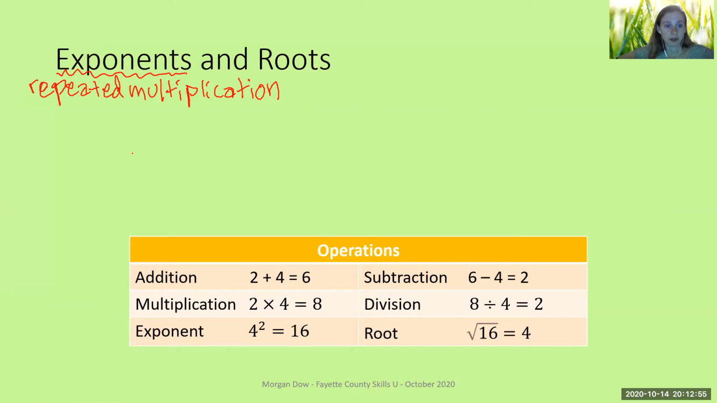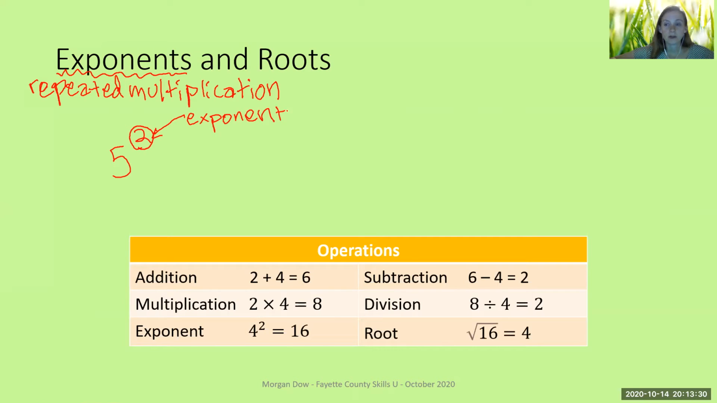So for example, let's say we have something that looks like this. The way that you could read this, the way that you could say it to yourself or someone else, you could say 5 to the power of 2. You could say 5 to the second power. Or you could say 5 squared. This little 2 here, this is the actual exponent.